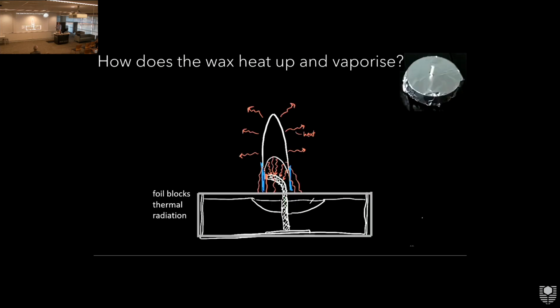Great. So when we block off with foil, we actually block all the heat from the flame melting the wax at the bottom here, and so we no longer have any melted wax, so we have no fuel for our fire, and it goes out. So that's quite fun.